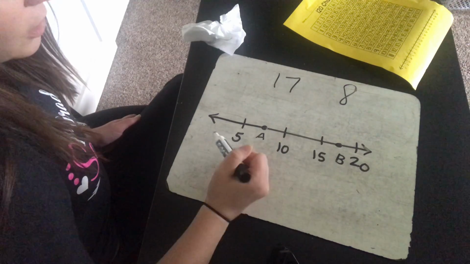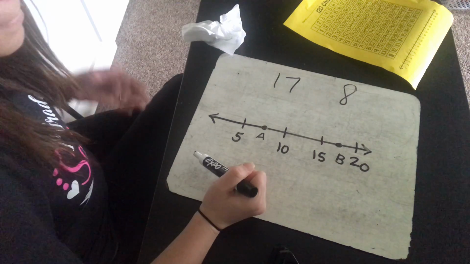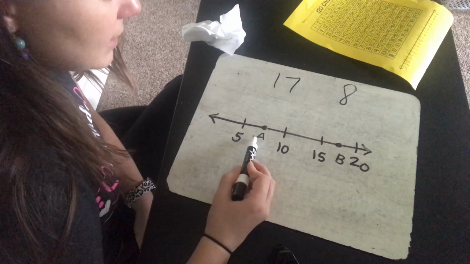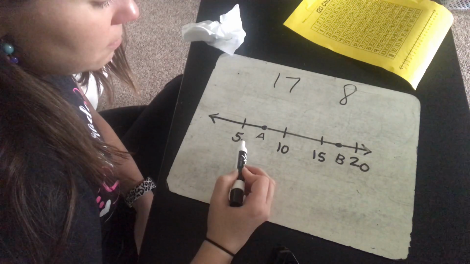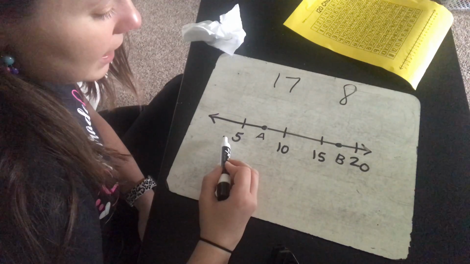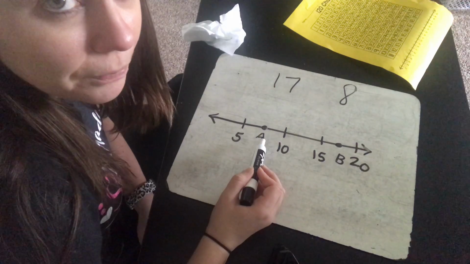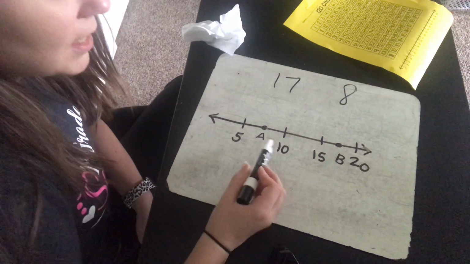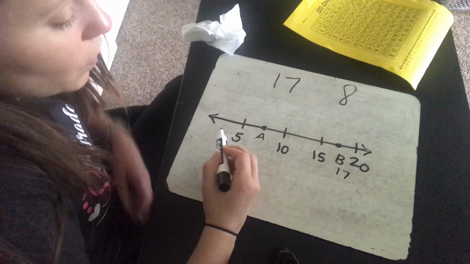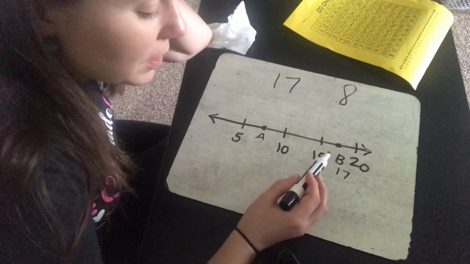Where would 17 go on this number line? Would it go at A or B? Well, let's think. When I'm counting to 20, is 17 in between 5 and 10? Let's see. 1, 2, 3, 4, 5, 6, 7, 8, 9, 10. Did I say 17 as I was counting there? Nope. So 17 must go at B. Let's check it and see. So when I'm counting, 17 should be in between 15 and 20. Let's see if it is.